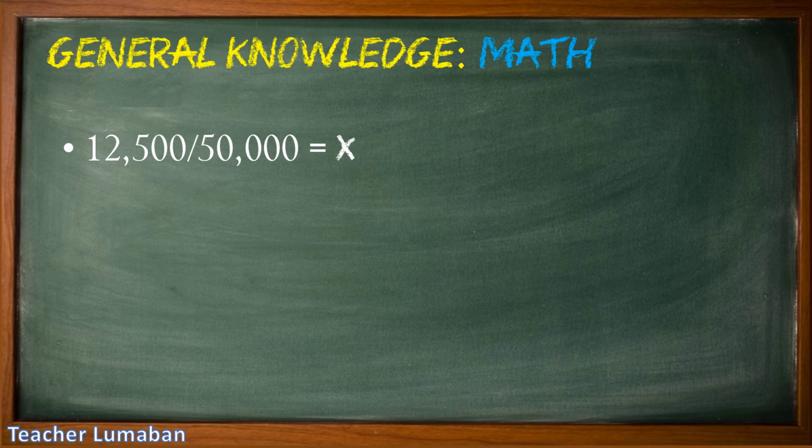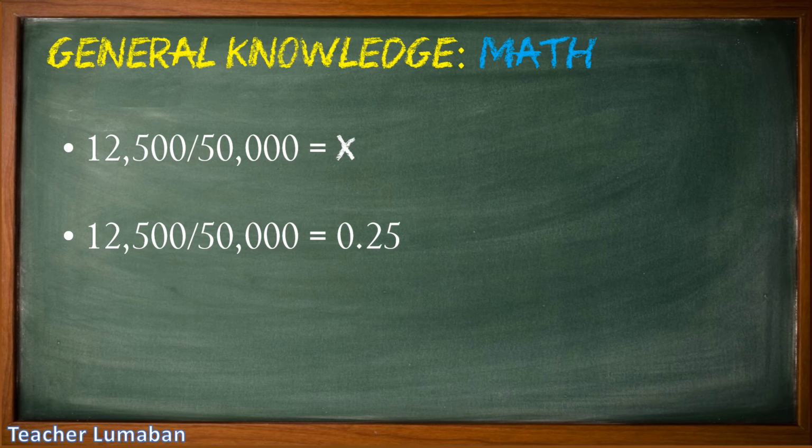12,500 divided by 50,000 equals X. 12,500 divided by 50,000 equals 0.25. 0.25 equals 25%.